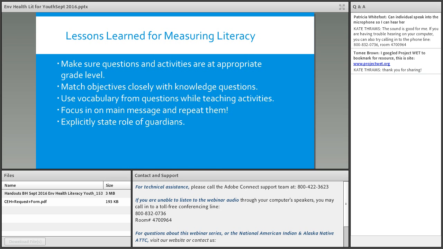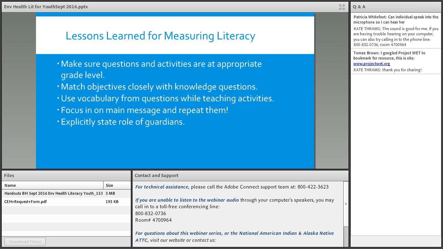And so from the parent interviews, we also asked them what they thought about the idea of having children be agents of change, or to teach them to learn about environmental health and then take that information home to them. And overall, we got a positive response from parents.